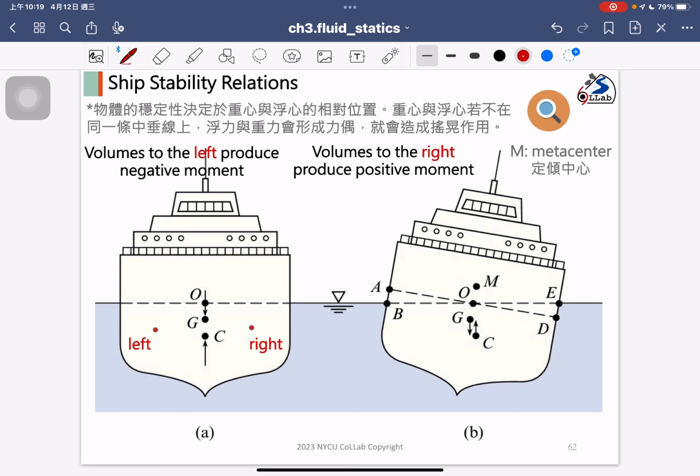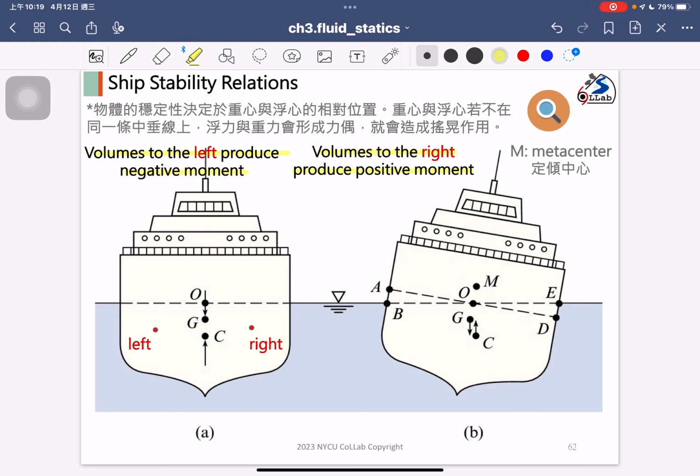So this is another case. We consider the floating body, and this is very famous for ships. The two sentences are written here: the volume to the left produces the negative moment, and the volume to the right produces the positive moment.